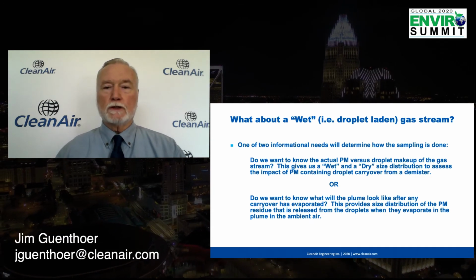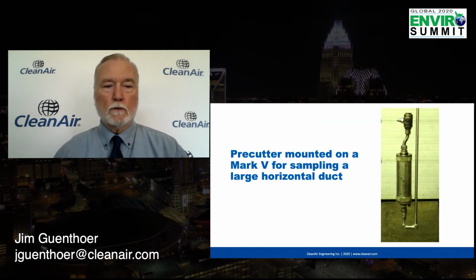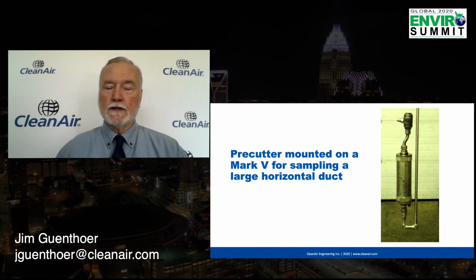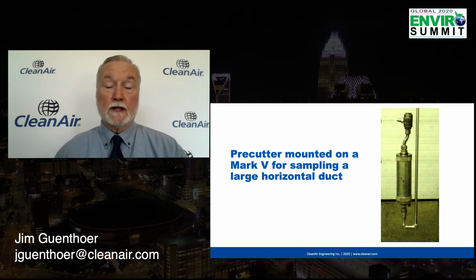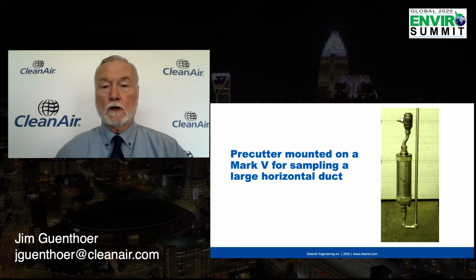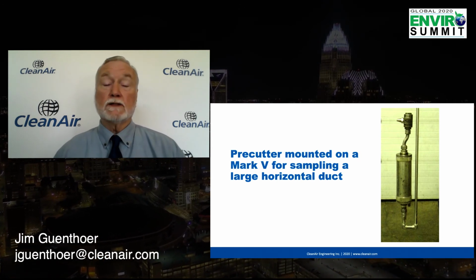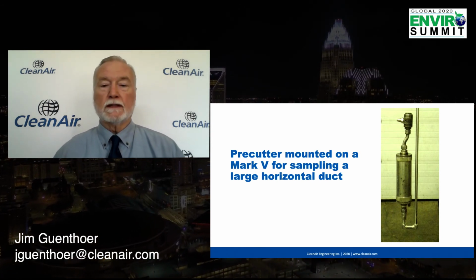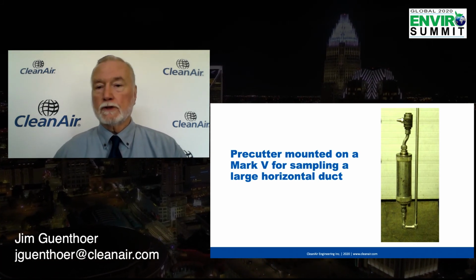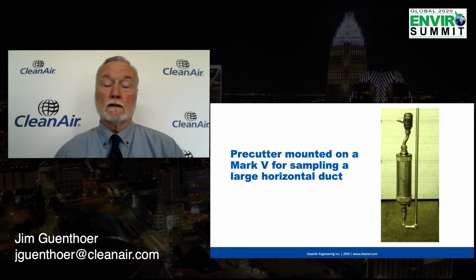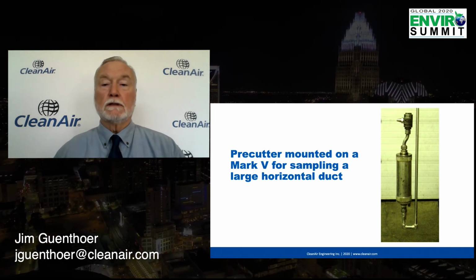If you look at this picture, you will see a pre-cutter on a University of Washington Mark V. We were evaluating the operation of scrubber demisters. It was a very large duct. It was horizontal. Because it was horizontal, we did not want to run the impactor upside down as we're collecting wet samples. So we created this being able to turn it so it sits up straight. Luckily, they had 6-inch test ports, and we were able to drop it down through.